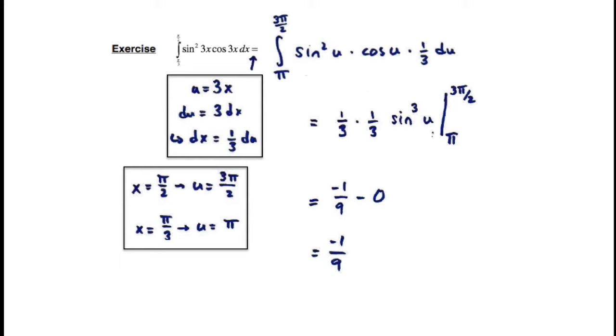Many students actually find it easier to not change the limits of integration for u, and after they reach this step, they substitute u equals 3x in this expression here, and then, since they are using x again, they can use the original limits of integration, which are pi over 3 and pi over 2. That's totally fine with me, but some MCQ questions, for example, will require you to know how to change the limits of integration.